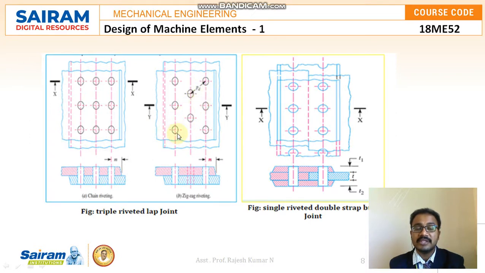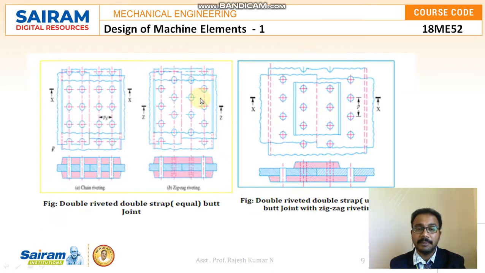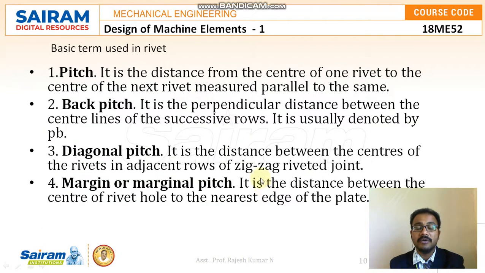But when we speak about the zigzag, you can make out the difference, where the first row first rivet location and the second row first rivet location are different. For such conditions, the distance from the second to the third, or the third to the second, or the third to the first, this particular distance we call the diagonal pitch, and it is measured in adjacent rows of the zigzag pattern riveted joints.